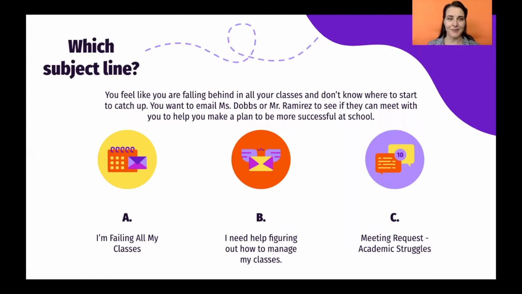Okay, next one. You feel like you're falling behind in all your classes and don't know where to start to catch up. You want to email Ms. Dobbs or Mr. Ramirez to see if they can meet with you to help you make a plan to be more successful at school. Do you use the subject line A, I'm failing all my classes, B, I need help figuring out how to manage my classes, or C, meeting request, academic struggles? Go ahead and put your answer in now.